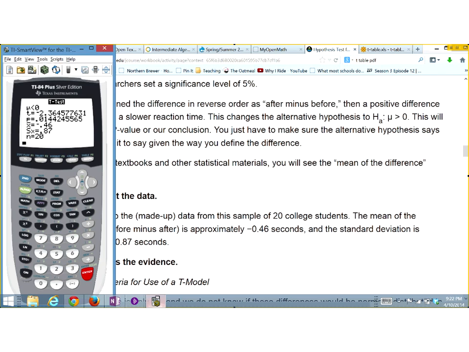So that would mean we do have strong enough evidence to say that drinking just 2 beers does indeed slow the average reaction time. As we saw, there was at least one student whose reaction time was actually a little bit quicker after the 2 beers, but that could be an anomaly. So, all right. So that's pretty much it.